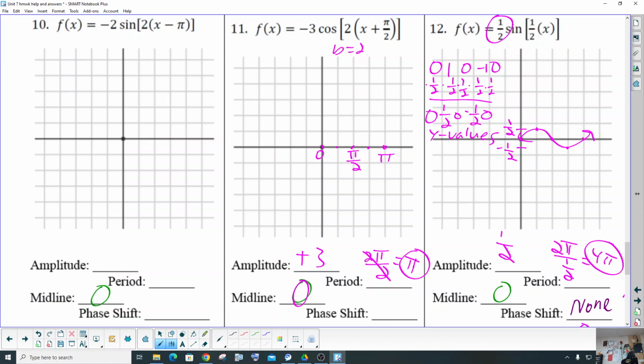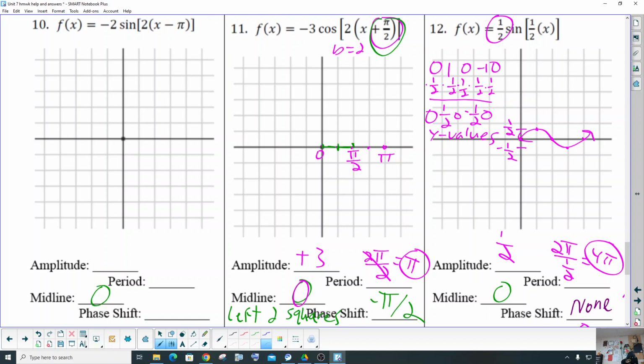Which is beautiful for this problem because what's our phase shift? Our phase shift is negative pi over 2. Remember, opposite sign? Negative pi over 2, which means we're going to go left how many squares? 1, 2 is the distance. 2 squares is the distance of pi over 2. So we're going to go left 2 squares.